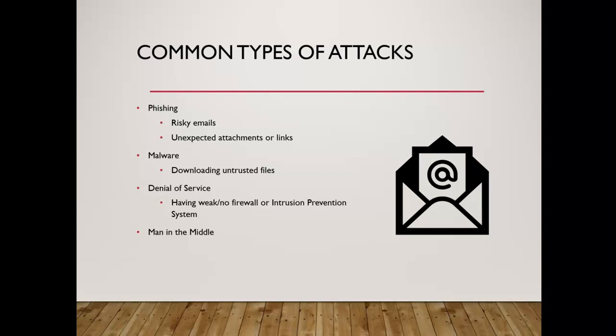Malware attacks happen when you download software that is untrusted from a suspicious source, which can infect your computer and show you unwanted ads, slow down your services, or even shut you out completely. A denial of service is an attack that typically happens when there is a weak firewall or no firewall at all. A strong intrusion prevention system can prevent this attack.